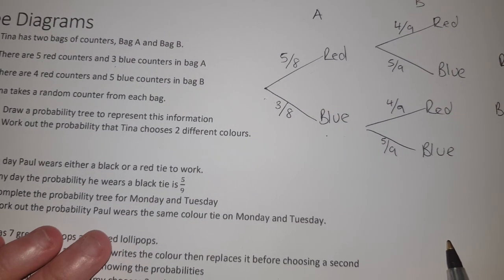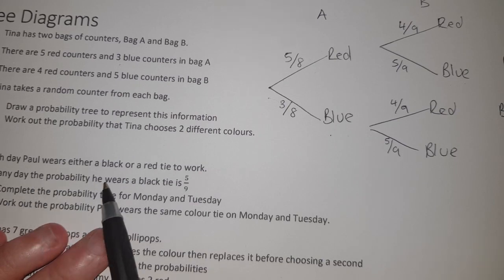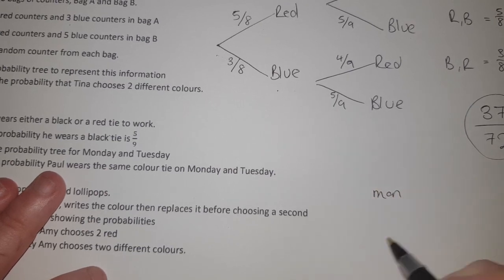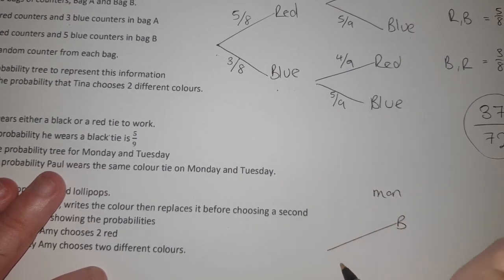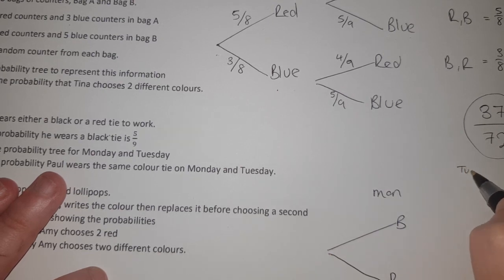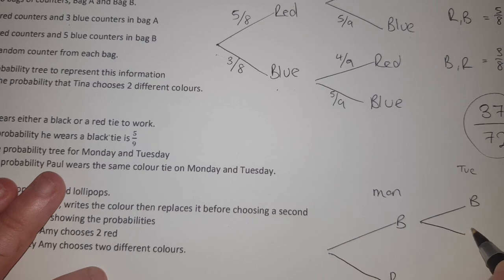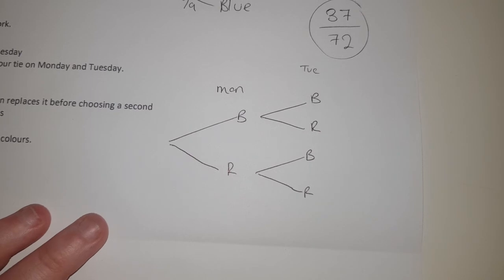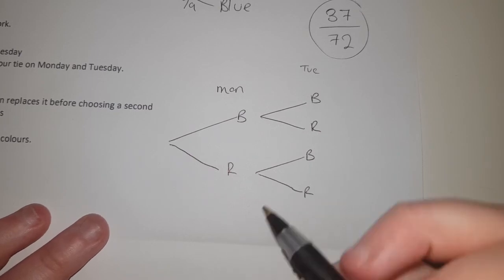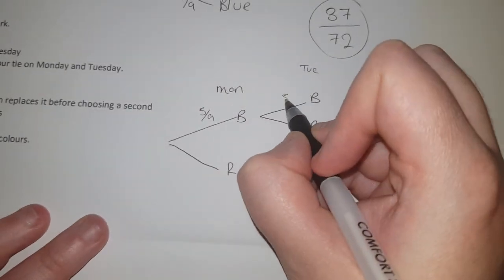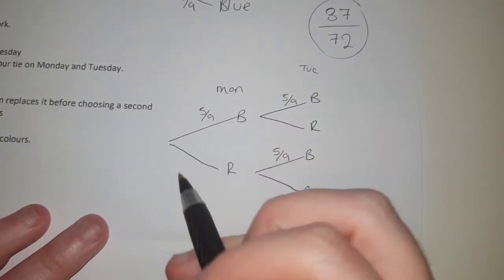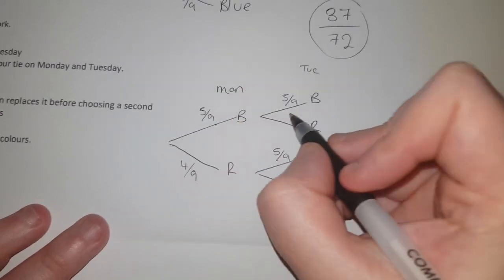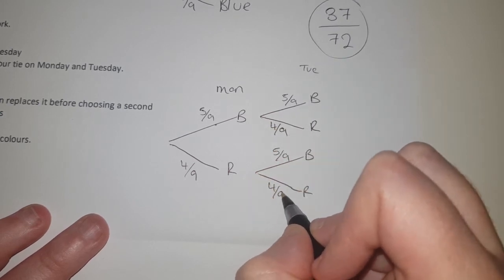Right, if we look at question 2, you've got each day Paul wears either a black or a red tie to work. So we're looking at Monday and Tuesday. If I do Monday first, you've got a black tie or a red tie, and then on Tuesday again, a black tie or a red tie. It tells you in the question that the probability he wears a black tie on any day is 5/9. So black is 5/9 all the way along. And a red tie, well, if 5/9 are black, remember we need 9 out of 9 for one whole, so it would be 4/9 are red, 4/9 are red, and 4/9 are red.